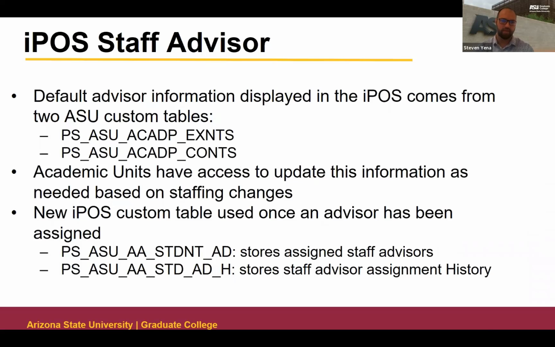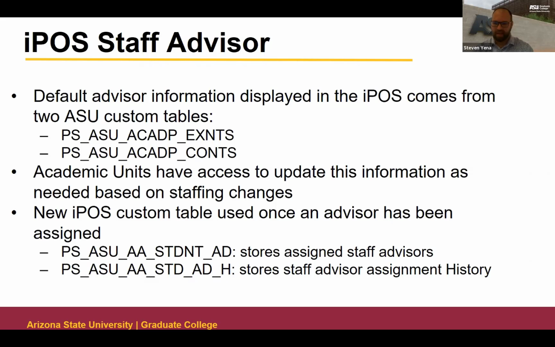If you're interested in how we do that or querying some of this information, if you haven't gone in and assigned advisors to students, then we use what's called our default advisor information. And this comes from two ASU custom tables, the ACADP extensions and ACADP context at the top. And if you do go ahead and do custom assignments, then we have two custom tables that store the assigned staff advisors and then the history as well. So things change over time. You get a history of that as well.